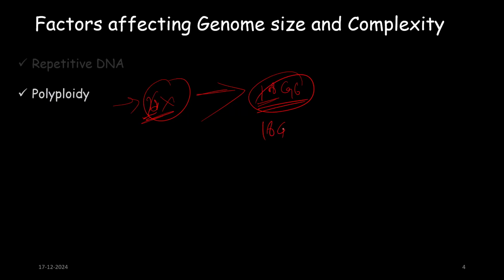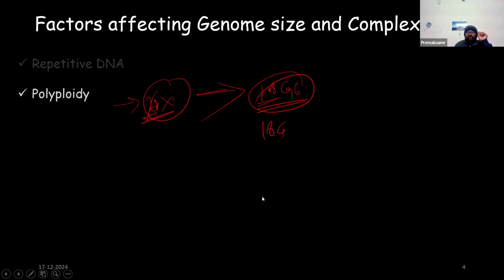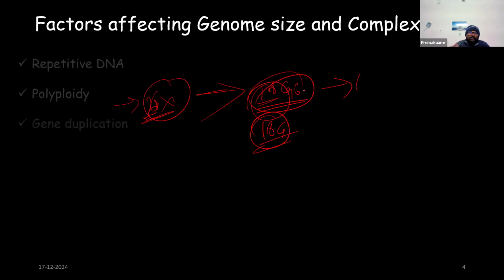Actually, in one paper I read it's nearly 1800 MB. No, 18 GB. Some are more than 10 GB. You can just search it. Like 1.8 GB, 18 GB nearly. So the more the polyploidy, the larger your genome size.